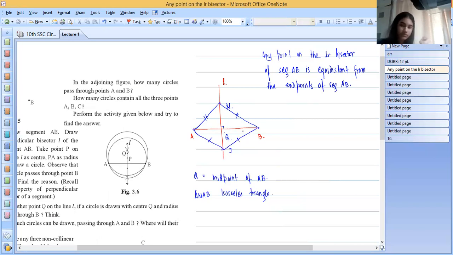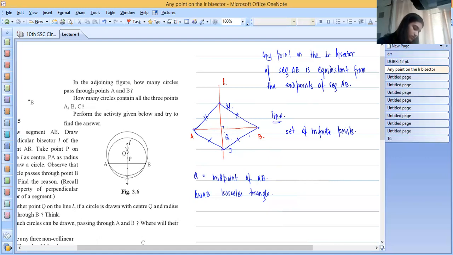Yes. But what is the line? This is a line. Set of infinite points. Okay. So there are infinite centers possible from where I can draw a circle which will pass through A and B. That means there are infinite circles possible through 2 points.